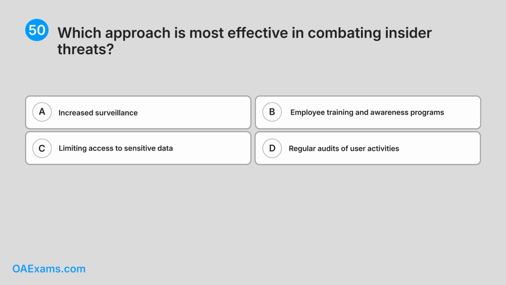50. Which approach is most effective in combating insider threats? A. Increased surveillance. B. Employee training and awareness programs. C. Limiting access to sensitive data. D. Regular audits of user activities. What do you think is the answer?